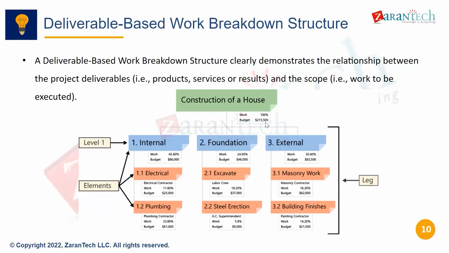So this 215,000 is distributed into 86, 46, 83. Then this 86 will again be broken down into electrical and plumbing. So 25 plus 61 is coming as 86, correct? Then this 46 is 37 plus 9, and so on. This is good. Now we'll take that example.